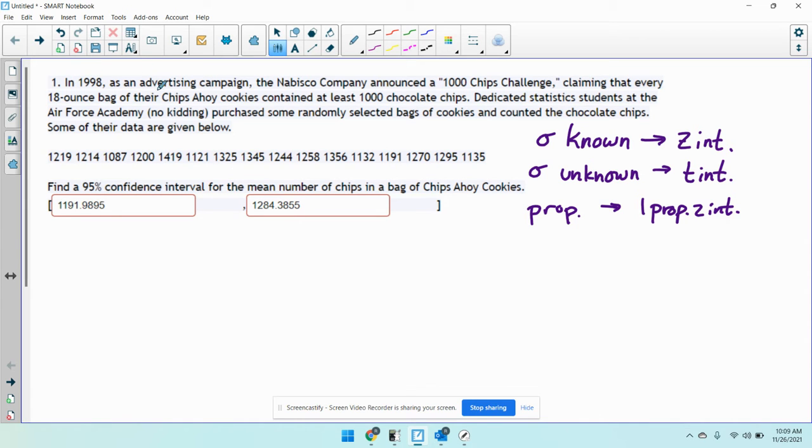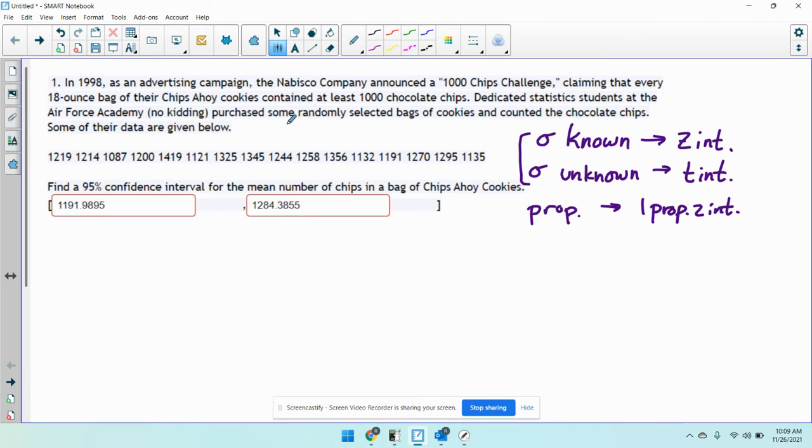So this says in 1998, an advertising campaign, the Nabisco company announced the 1,000 chip challenge, claiming that every 18-ounce bag of their chips contained at least 1,000 chips. Dedicated statistics students at the Air Force Academy, note this really happened, I guess, purchased some randomly selected bags of cookies and counted the chocolate chips. Some of their data is given below. Find a 95% confidence interval for the mean number of chips. So we're looking at one of these two.